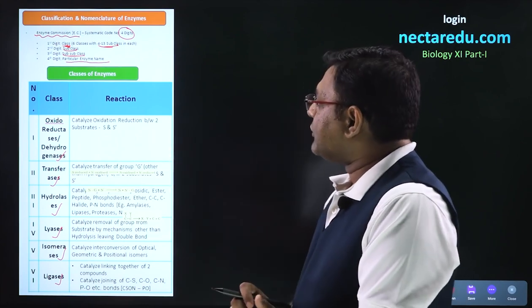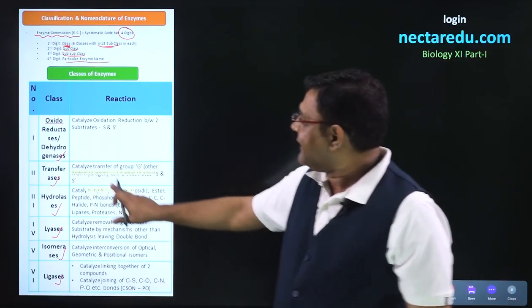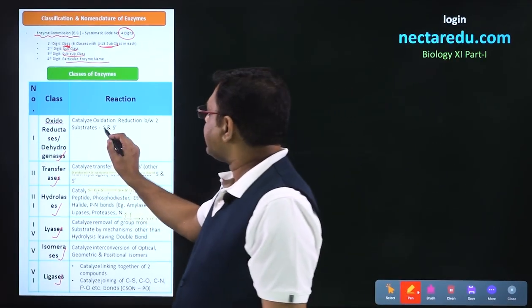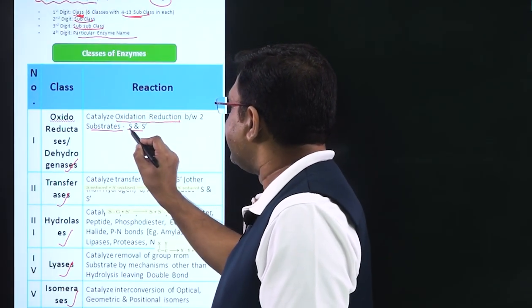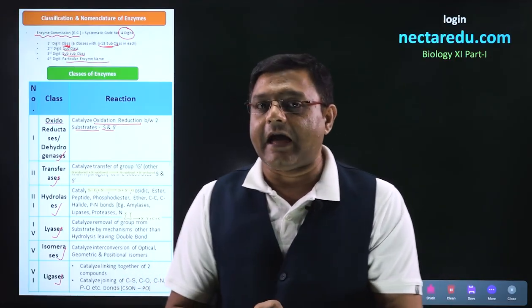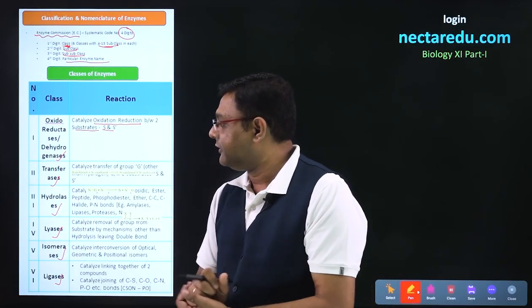If we talk about the reactions catalyzed by these enzymes, then oxidoreductases, as the name says, catalyze oxidation-reduction between two substrates S and S dash. So, whenever oxidation-reduction is happening, it will be done by the first class, that is oxidoreductase.